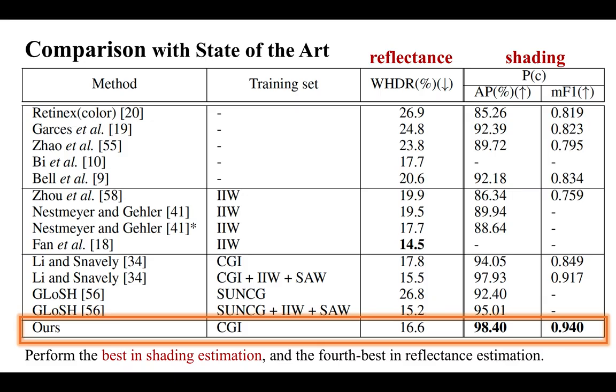As for experiments, we evaluate our method both quantitatively and qualitatively. Here, we show some quantitative results on the real-world test sets. As for reflectance, a smaller number is better, and our NIID-Net achieves the fourth best result among all these methods. But if compared with the models only trained on the synthetic datasets, that is the CGI and the SunCG, our NIID-Net achieves the best. As for shading, a higher number is better, and our NIID-Net achieves the best performance in shading estimation among all these methods.